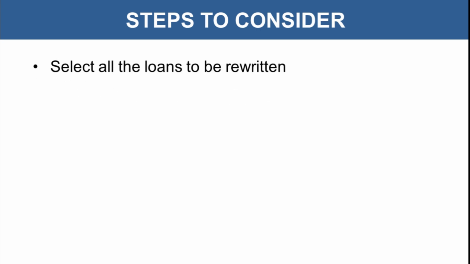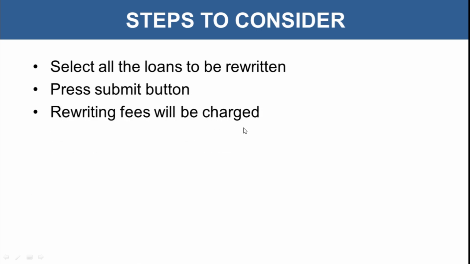Okay, so a few more steps you need to consider is you need to select all the loans to be rewritten. So it will be showing your current interest rate and the interest rate which you can change according to your Cibil score. So tick on all the loans of which the interest rate you would like to change. Then press the submit button. Rewriting fees will be charged. I cannot show the display of that, so sorry for that, but I'm telling you the steps and you'll follow. You will be able to make things possible. So rewriting fees will be charged. As I mentioned, it was 5,000 plus 18% GST, and you need to make the payment.